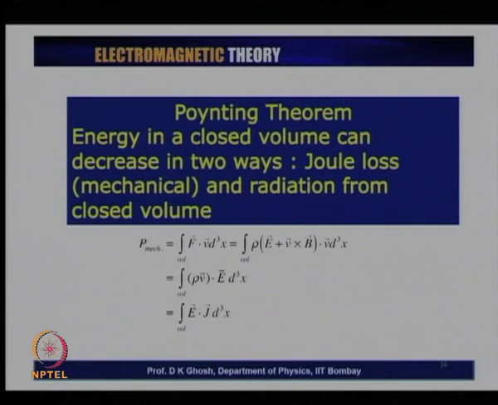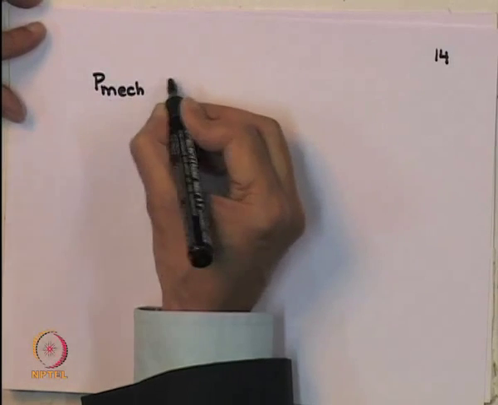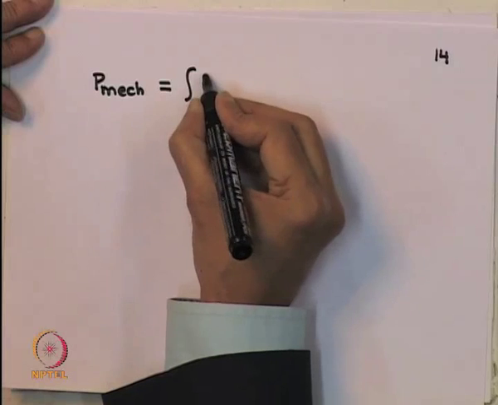Now, let us ask, suppose in a closed volume, I have both electric and magnetic field, so that I have got an amount of energy which we have just now calculated. Now, this closed volume can lose energy in two ways. One is the mechanical way, this is simply the joule loss, and the other one is physical radiation from that volume. Now, the mechanical loss I can calculate.